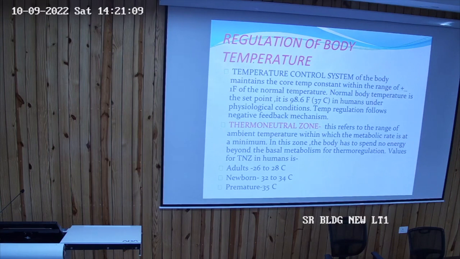Temperature regulation follows a negative feedback mechanism. So if you get a question regarding homeostasis, this is the best example to be quoted: temperature regulation. Okay. How is it an example of negative feedback mechanism?